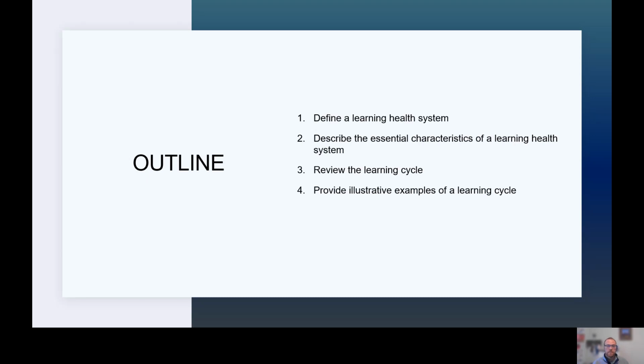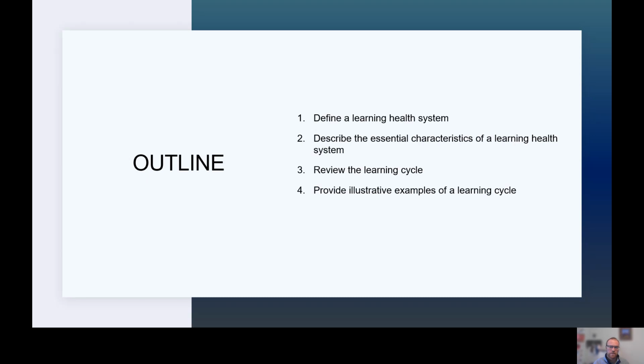What I hope to achieve today is to first define a learning health system, describe the essential characteristics of a learning health system, review the learning cycle, which reflects the essential process of a learning health system, and provide illustrative examples of that learning cycle.